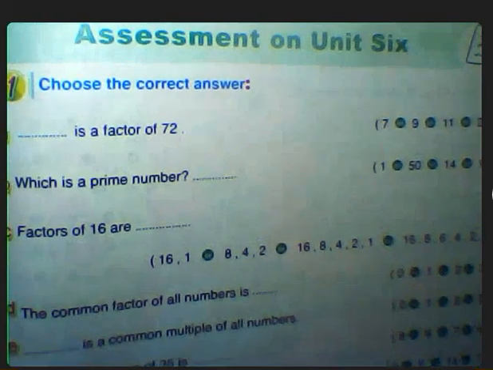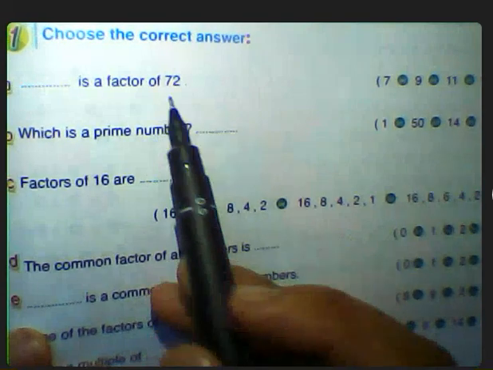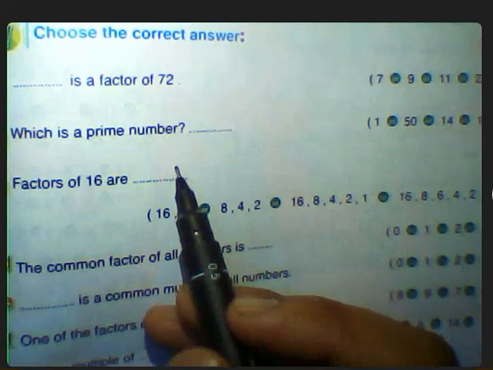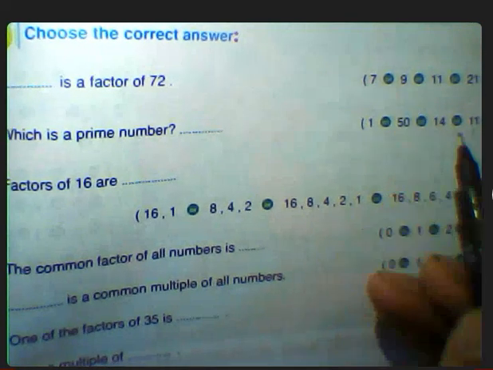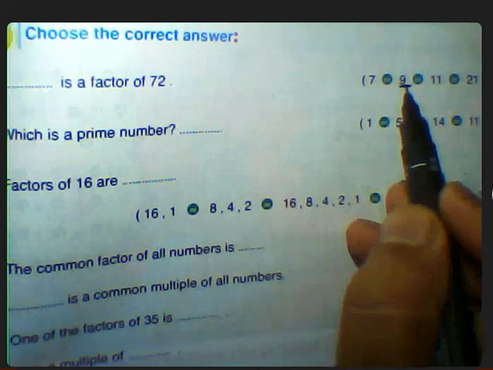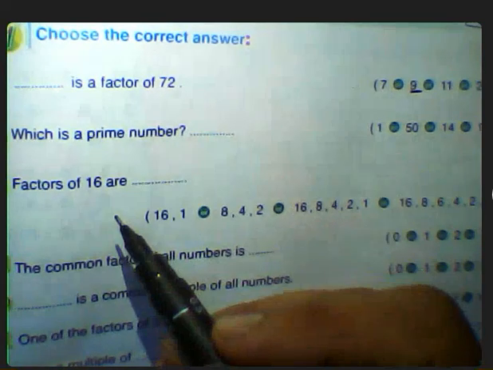Choose the correct answer. Space is a factor of 72. 72 equals 9 times 8. So 9 is a factor of 72. We can write here 9.